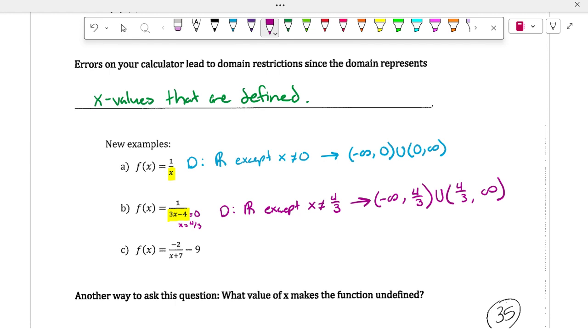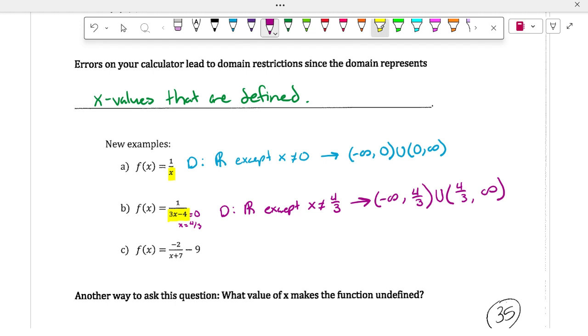Wait, does that mean 0? Yeah, 0 works because 3 times 0 is 0, minus 4 is -4. So we have 1 over -4. It's just that the denominator, when you evaluate it, cannot be 0. So 4/3 is the x value that when you plug it in, makes it 0. Because 3 times 4/3 is 12 over 3, so that's 4. 4 minus 4 is 0.